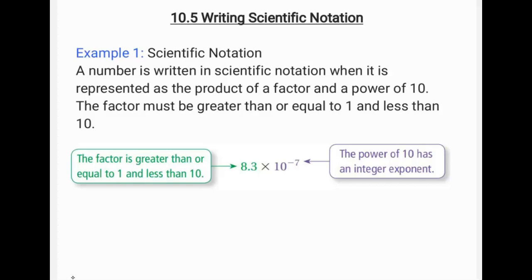The factor must be greater than or equal to 1 and less than 10. So for the position of 8, that number has to be between 1 to 9. You cannot have a 0 and you cannot have a 10 because 10 is a 2-digit number. So it will always be a 1-digit number. If it's a 2-digit number, then it is not in scientific notation. And then the exponent of the base 10 can either be a positive or negative number.